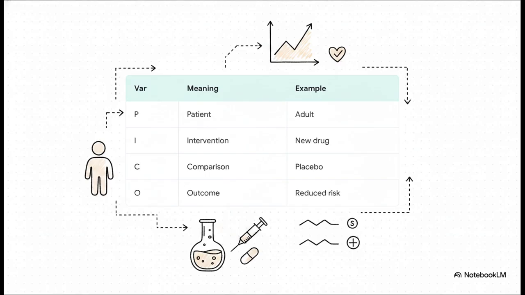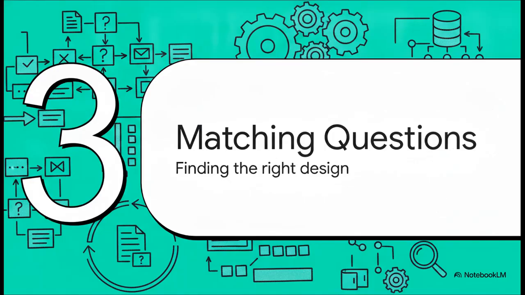I is the intervention. Maybe that's a new drug or a specific diagnostic test. C is your control group, which is often just standard care or a placebo. And finally, O is the outcome. That's the specific metric you want to measure, like reduced symptoms or lower risk. By just filling out these 4 variables, you've successfully turned a totally messy patient case into strict data variables. Pretty cool, right?